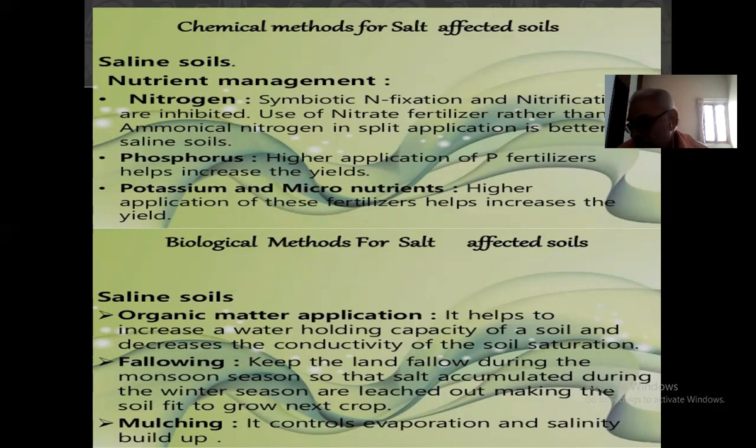You know that in the Barley area, in saline alkali soil, during the monsoon season they stagnate the water and the salt is leached down, and they grow wheat and late cotton crops in that area. Then mulching. When we cover the soil with plastic mulch, grasses, or crop stubbles, it controls evaporation and salinity buildup.